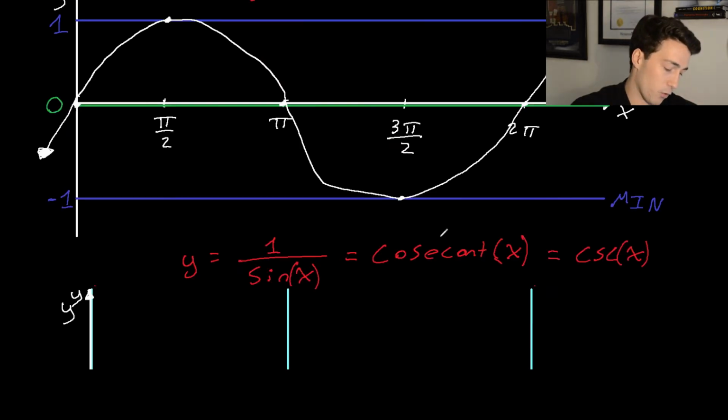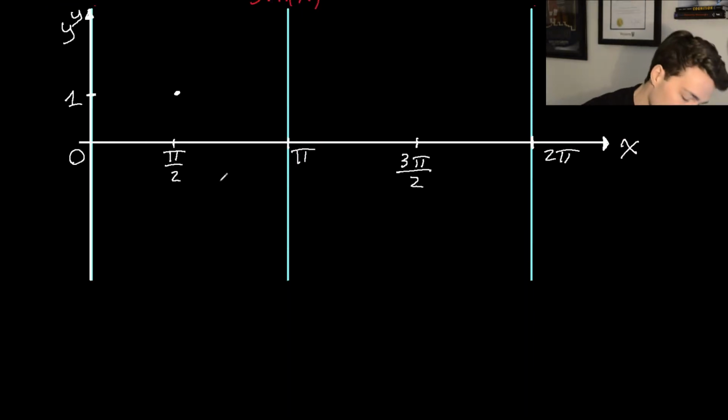Similarly, we can look at where it's negative 1. Well, 1 over negative 1 is still just negative 1. So those values actually don't change. This is negative 1 here.